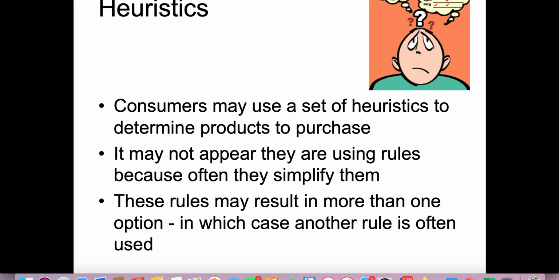Another name for the rules is heuristics. Consumers may use a set of heuristics to determine products to purchase. But the rules are not very strictly applied, and people may move from rule to rule. It may seem like they're not even using rules, because often they simplify them. At other times, these rules may result in more than one option, in which case, another rule is often used.